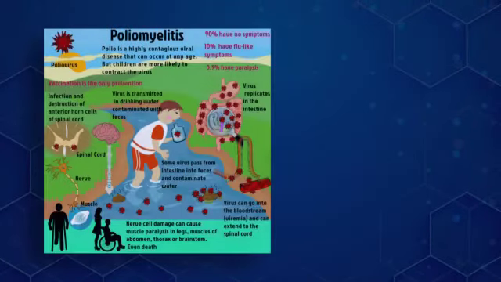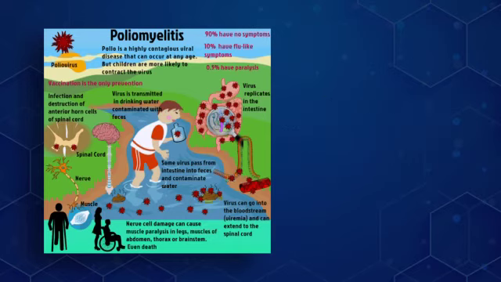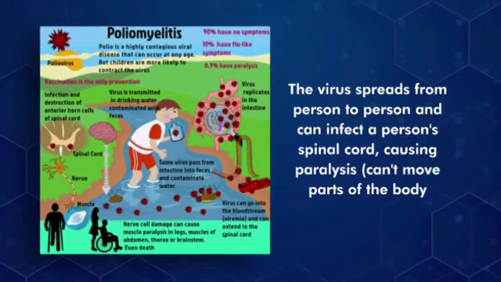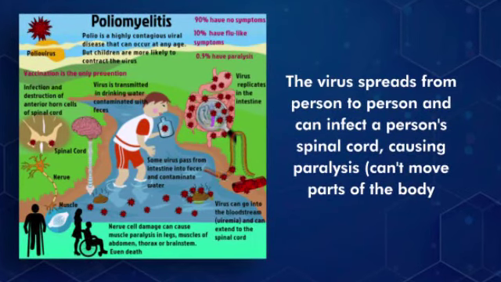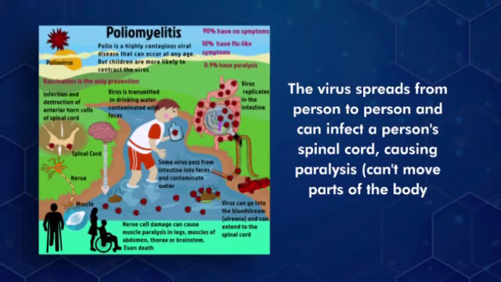Here, next is poliomyelitis. Polio or poliomyelitis is a disabling and life-threatening disease caused by the poliovirus. The virus is spread from person to person and can infect a person's spinal cord, causing paralysis. It means the person cannot move that part of the body which is paralyzed. So here the picture depicts the details of poliomyelitis. 90% have no symptoms, 10% have flu-like symptoms, and 0.5% have the paralysis problem.